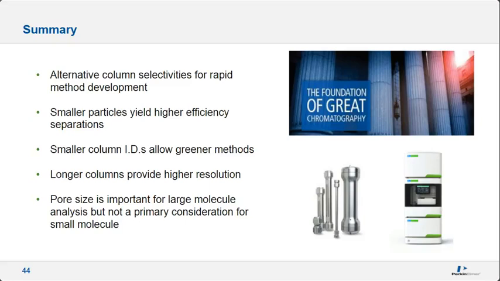In summary, we've provided alternative column selectivities for rapid method development. Smaller particles yield higher efficiency separations. Smaller column ID allow for greener methods. Longer columns provide higher resolution. Pore size is important for large molecule analysis, but is not a primary consideration for the analysis of small molecules.